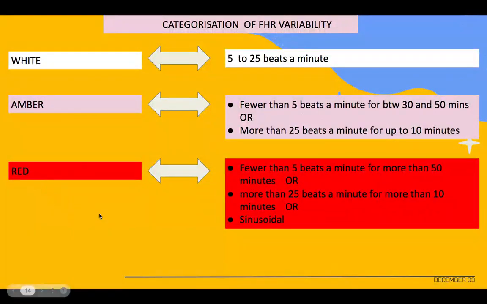Now, what will be the red features? Fewer than 5 beats per minute for more than 50 minutes, and more than 25 beats per minute for more than 10 minutes. 50 and 10, 50 and 10, right? Less than 5 beats for more than 50 minutes, more than 25 beats for more than 10 minutes, or sinusoidal trace. So friends, is it easy now?